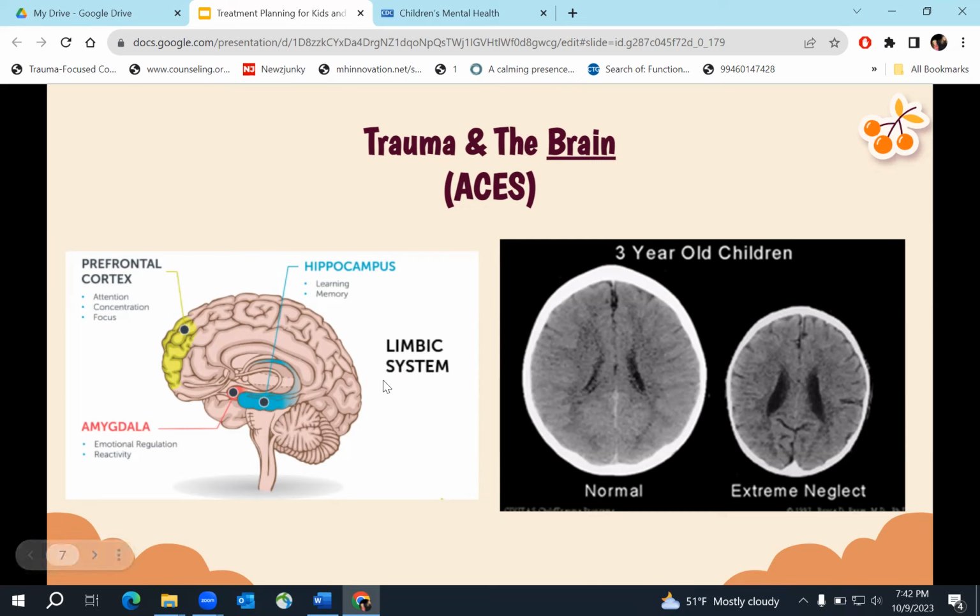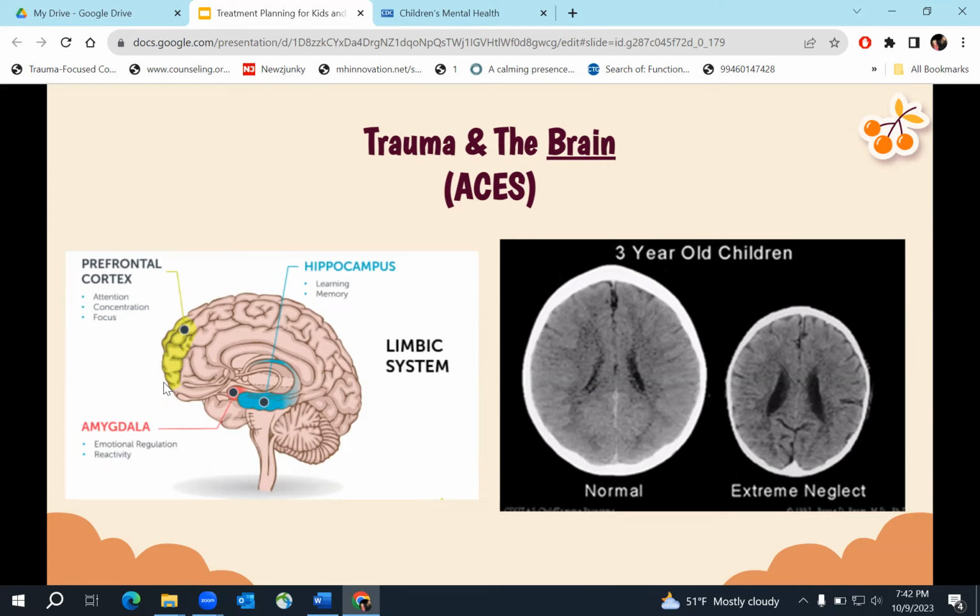The limbic area of the brain, right? This is the second part. This is the amygdala, the hippocampus. The amygdala is like the brain's smoke detector and plays an important role in the regulation of emotions, memories, and survival instincts. And the hippocampus connects the lower and upper parts of the brain and is important in the expression of emotion and in memory function.